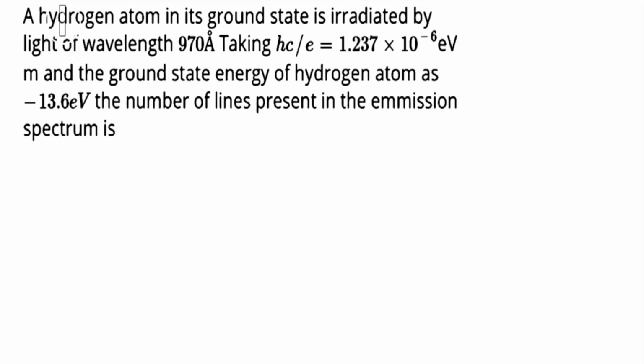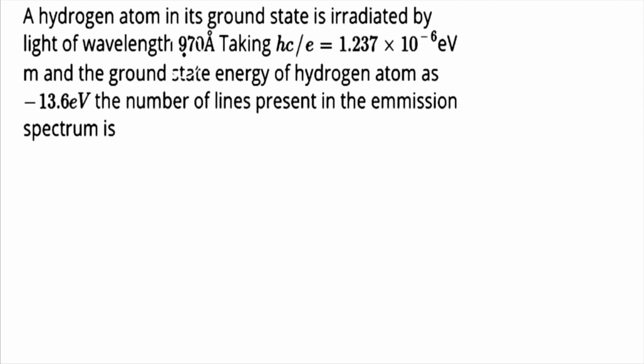Question is, a hydrogen atom in its ground state is irradiated by light of wavelength 970 angstrom, taking hc equal to 1.237 into 10 power minus 6 electron volt meter, and the ground state energy of hydrogen atom as minus 13.6 electron volt. The number of lines present in the emission spectrum is.